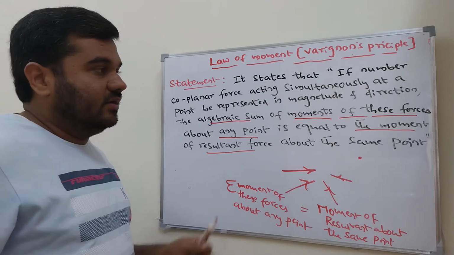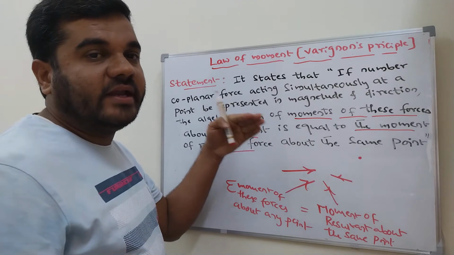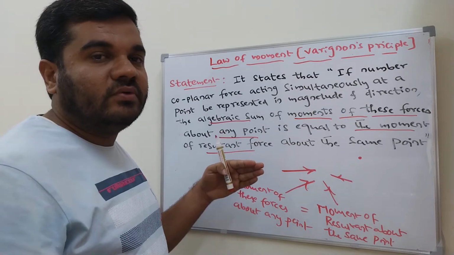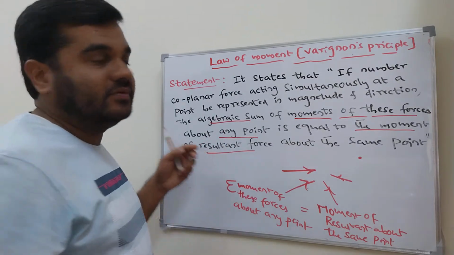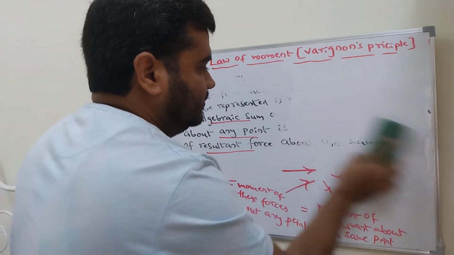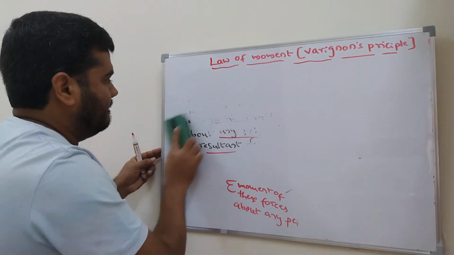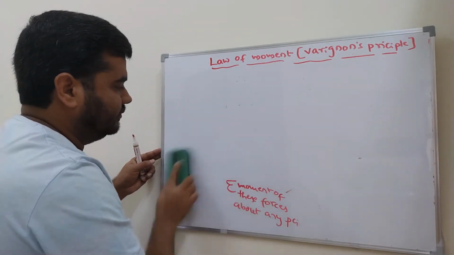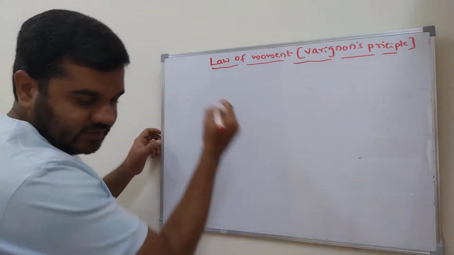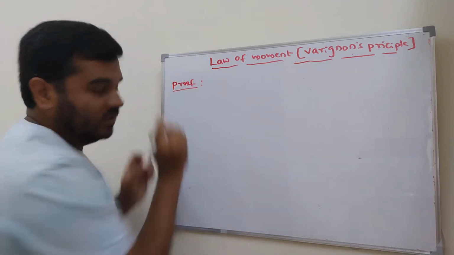Now we'll prove how the total algebraic sum of moments of the n number of forces is equal to the moment of the resultant force. Okay, that is the proof. Now we'll start with the proof.